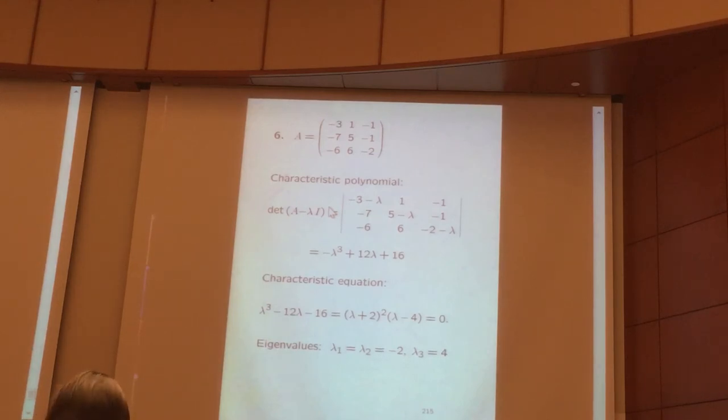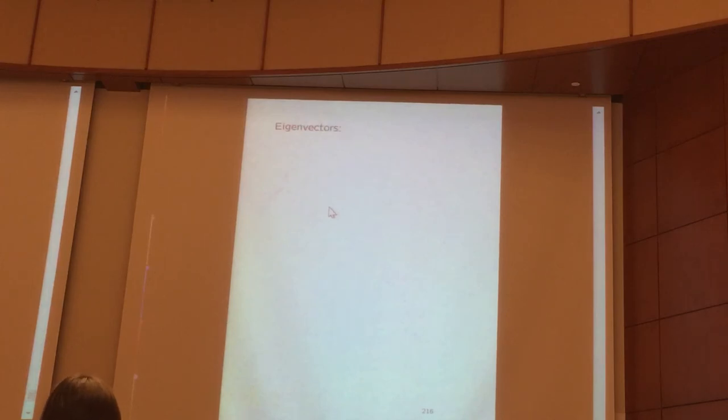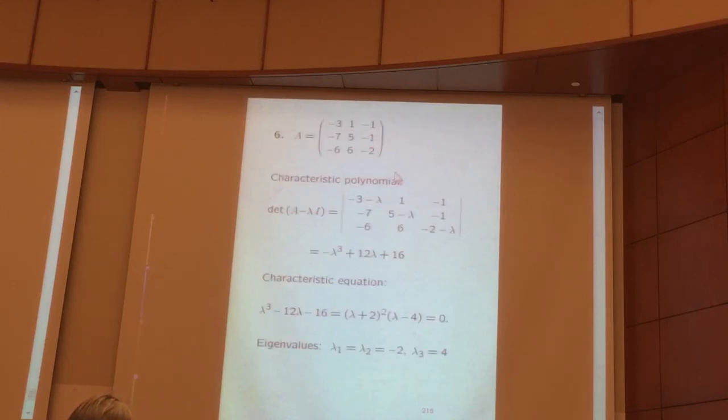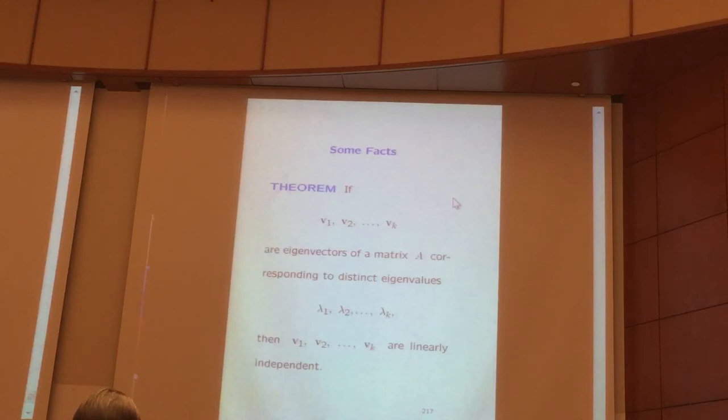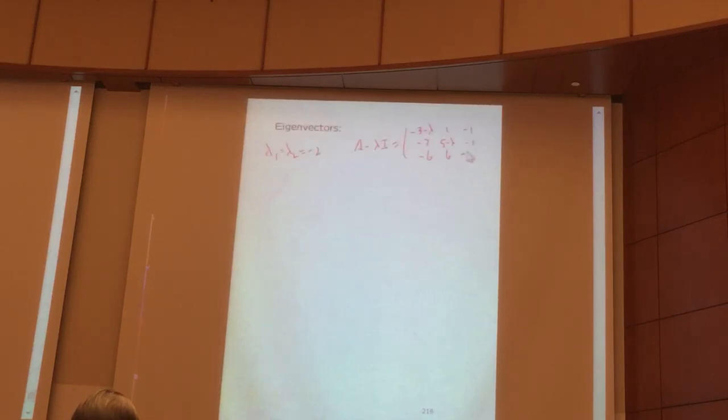Lambda 1 equal lambda 2 equal minus 2 is a double eigenvalue. Brush up on the factoring and do it. Repeated eigenvalues, lambda 1, lambda 2 equal minus 2. A minus lambda I is minus 3 minus lambda, 1, minus 1. Minus 7, 5 minus lambda, minus 1. Minus 6, 6, minus 2 minus lambda.